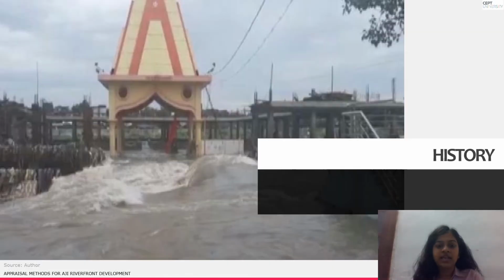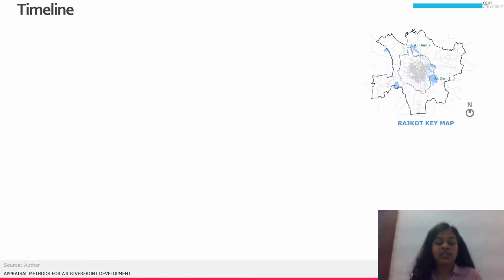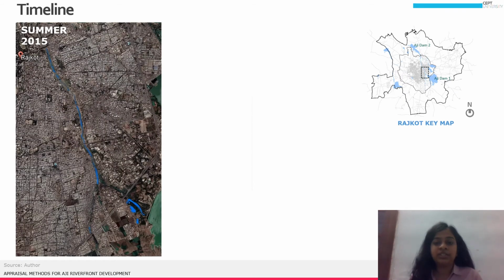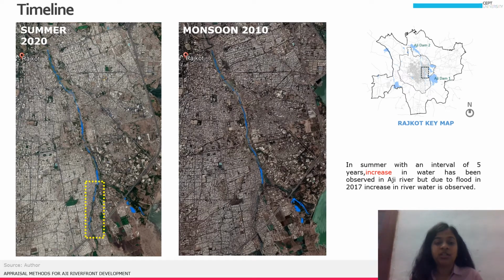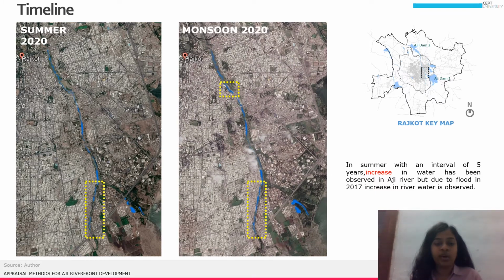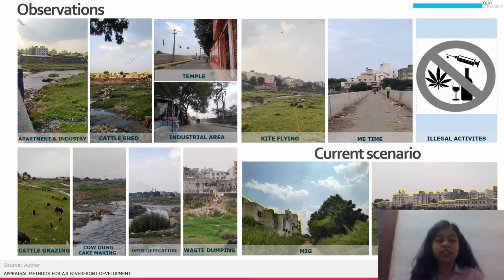History analysis. This is the timeline of RJ River width with an interval of 5 years for the same months of summer and monsoon season. So in the summer, we can see that the river width increases, which is due to flooding in 2017, and similarly in monsoon, it has increased by 2020. These are the observations made on the site visit and current scenarios.